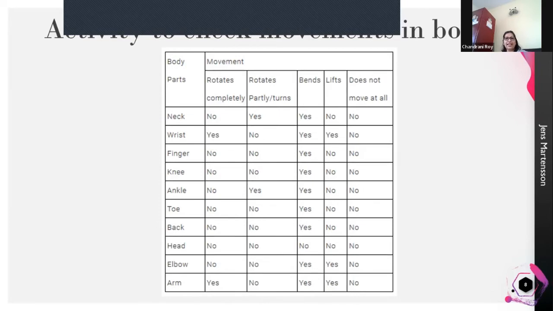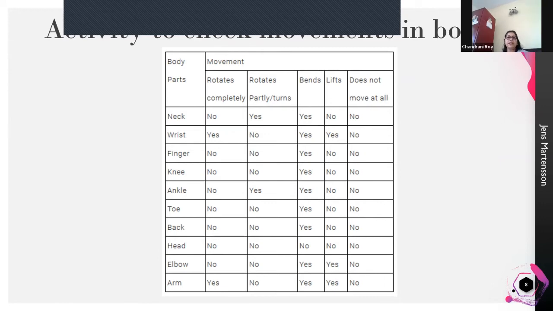So here again, we have an activity to check movements in the body. This is again something very simple where every child in the class can participate, where we can have 2 or 3 children standing in the front and we can ask them to move a particular part of the body. And then the rest of the children can fill in the columns by observing and then saying yes, no. So for example, does the neck rotate completely? After a point of time, as you can see, the demonstration is only up to a particular point. So of course it will be no, for it cannot be rotated completely.